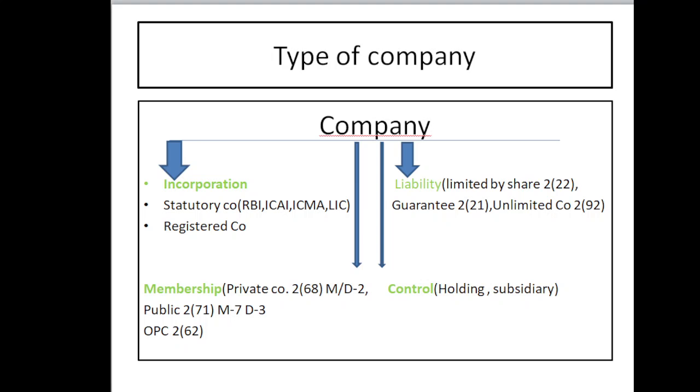On the basis of membership, private company, section 2 subsection 68: minimum members and directors should be 2. Public company: minimum members should be 7 and minimum directors should be 3. One person company, section 2 subsection 62. On the basis of control, there will be two segments: holding and subsidiary company.